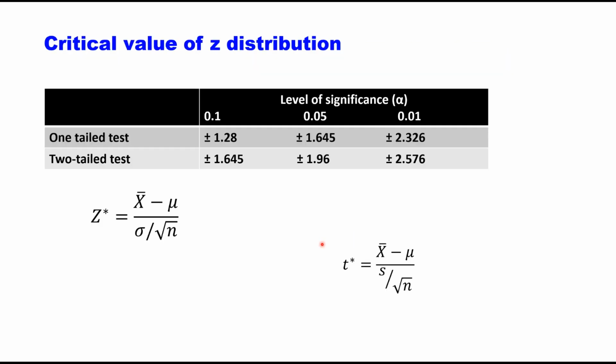The critical values of Z distribution for one-tailed test and two-tailed test are given in this table. For levels of significance alpha 0.1, 0.05 and 0.01, these are the values. They can be on the positive side or negative side, and the Z value is calculated using this equation. That is sample mean minus population mean upon standard deviation upon square root of n. n is the number of samples. When sample size is small, less than 25, then we take the T distribution. The equation is the same, only the parameters are different. Now the sample standard deviation is indicated by S.